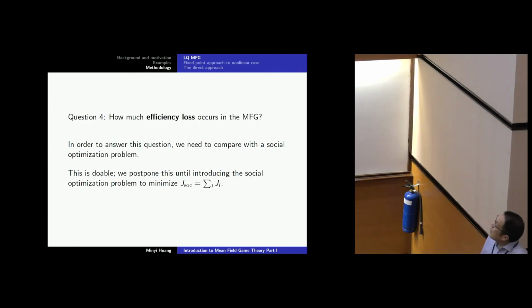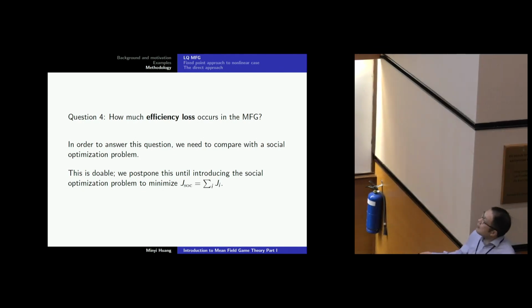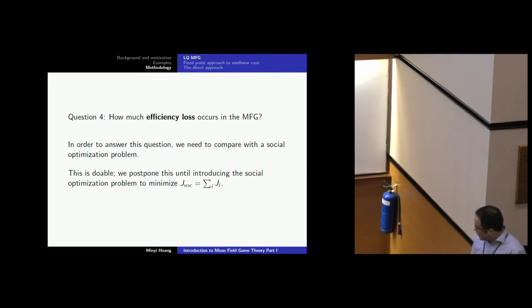Next, how much efficiency loss do we have? In order to answer this kind of question, we need to introduce the so-called social optimization problem. I will do it next time. Recently, in the mean field control community, people start to pay attention to the so-called efficiency issue.